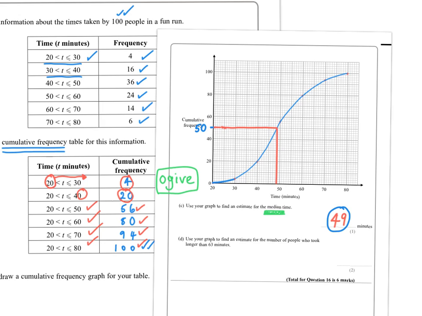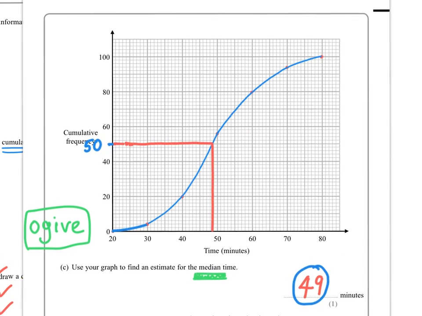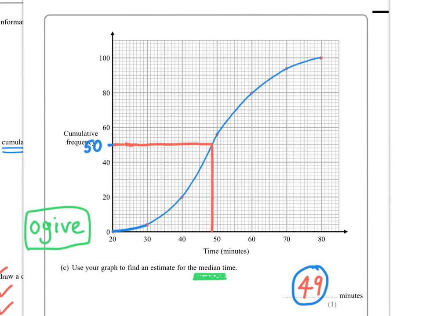It says, use your graph to find an estimate for the number of people who took longer than 63. So again, if you read along at 63 here, which I should probably enlarge this, to be honest. So let's go along to 63 here, and let's do a dotted line or a thick line, it doesn't really matter, up to here, and then read along carefully.